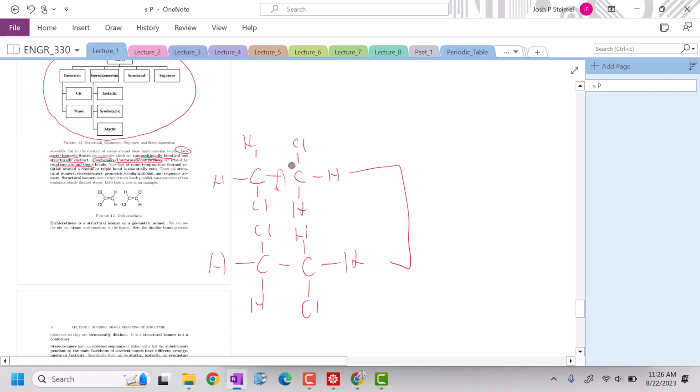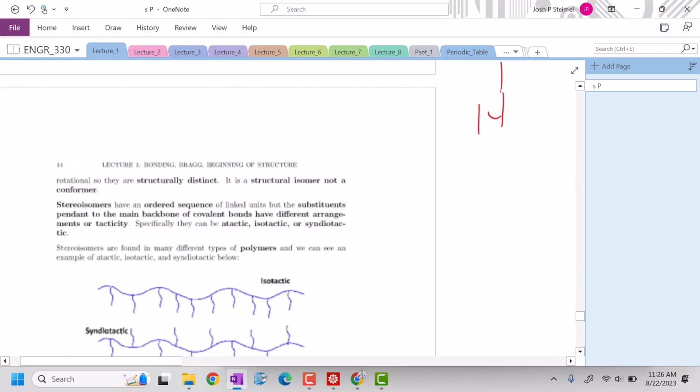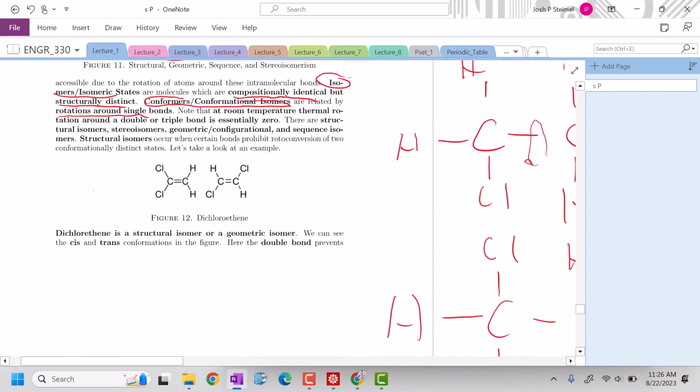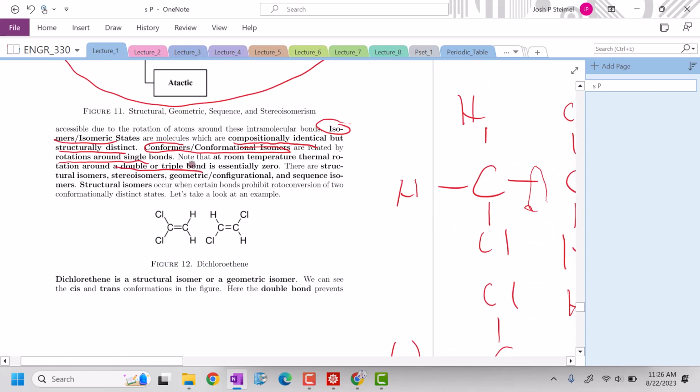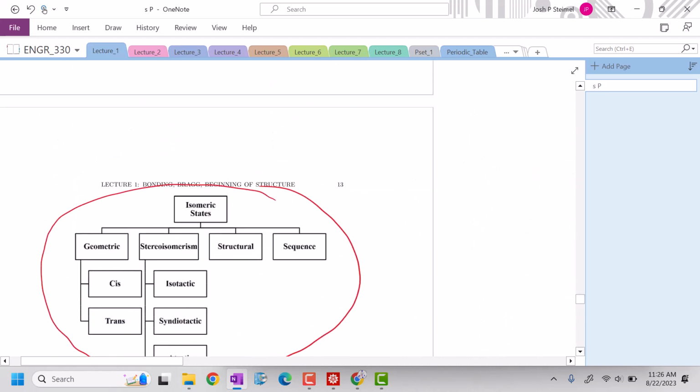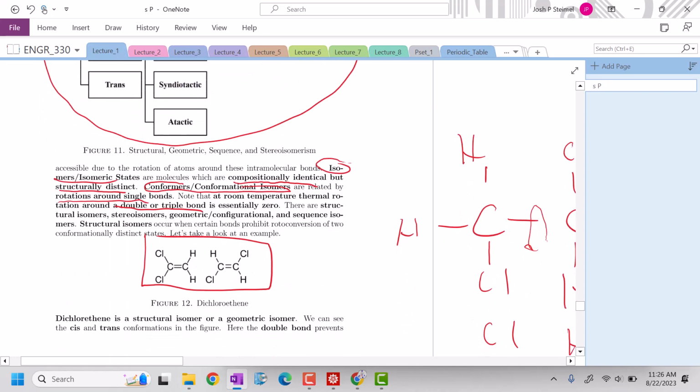This is a conformer. Now, once you have a double bond, especially a double bond along the backbone of the carbon, or even worse, a triple bond, there are no more thermal rotations. They are effectively zero. So if we look at this molecule here, and you can hopefully remember this from chemistry, this is also a structural isomer, because you can see here you have atoms here, so you can't just flip these on the side.